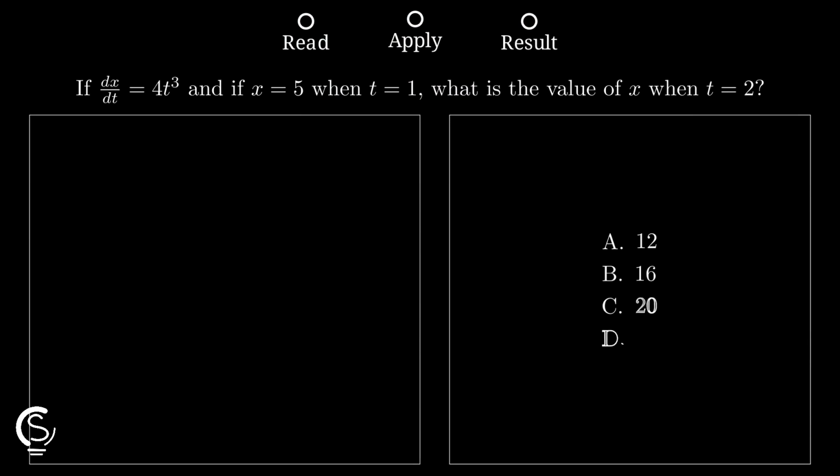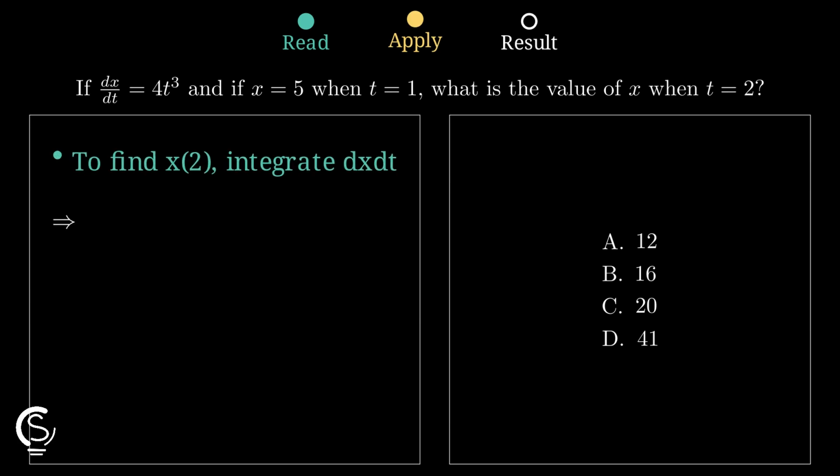Start by integrating dx over dt equals 4t cubed. So x equals t to the fourth plus a constant, because integration reverses differentiation and gives the whole position function. Now use the condition x equals 5 when t equals 1. So 5 equals 1 to the fourth plus c, which means 5 equals 1 plus c and c equals 4.